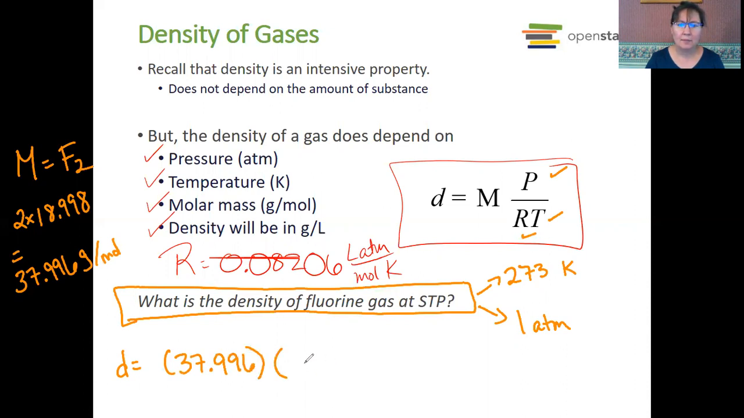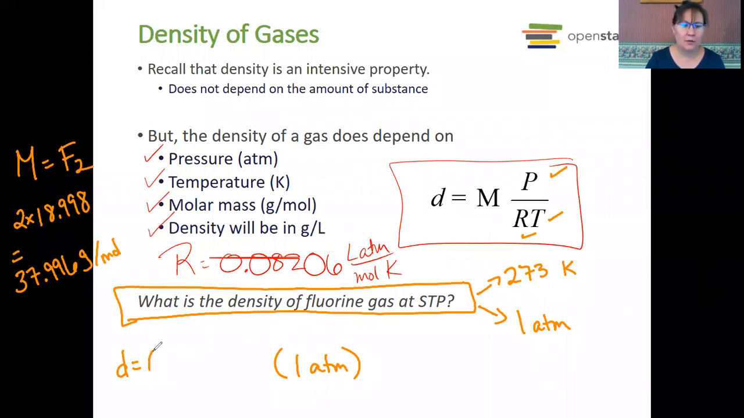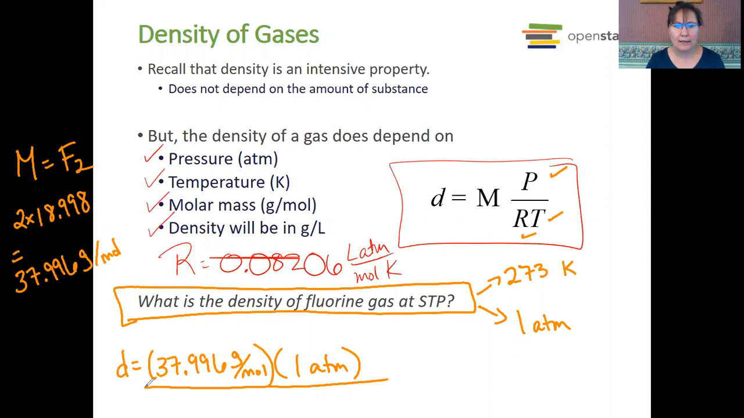So now I can set up my density is equal to my molar mass, 37.996 times my pressure, 1 atmosphere. Oh, and hang on just a second. I'm going to make sure that I have enough room for my units. 37.996, and that's grams per mole. I want to keep my units in there so you can see where they cancel. And then over R, 0.08206, and it's liter atmosphere per mole Kelvin. And my temperature, 273 kelvins.